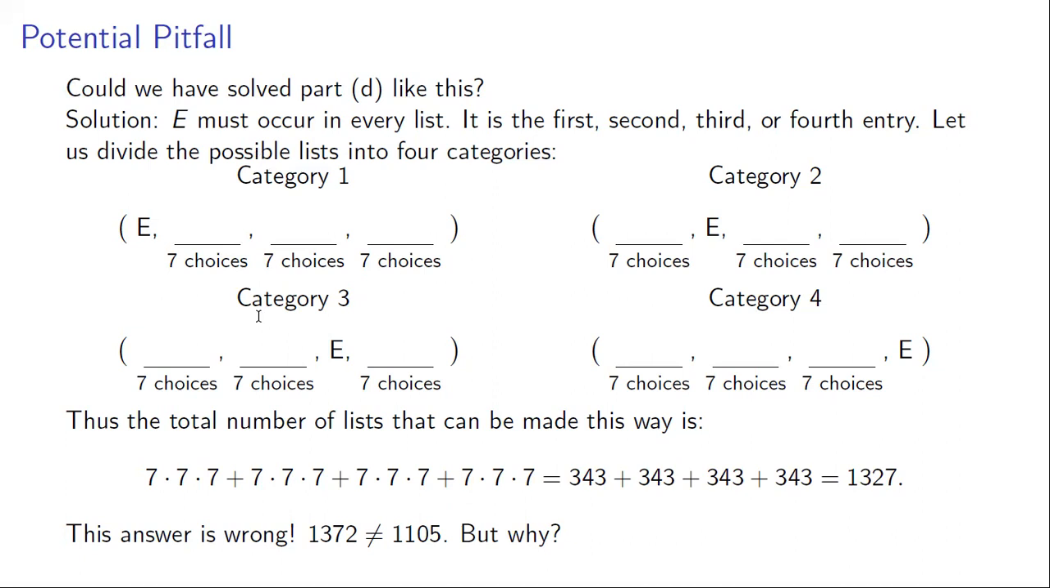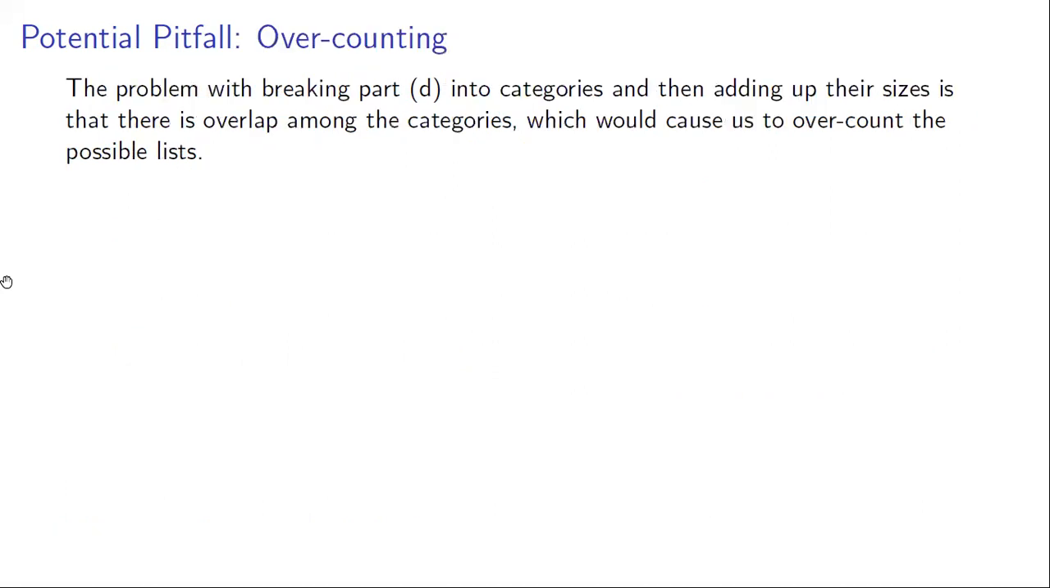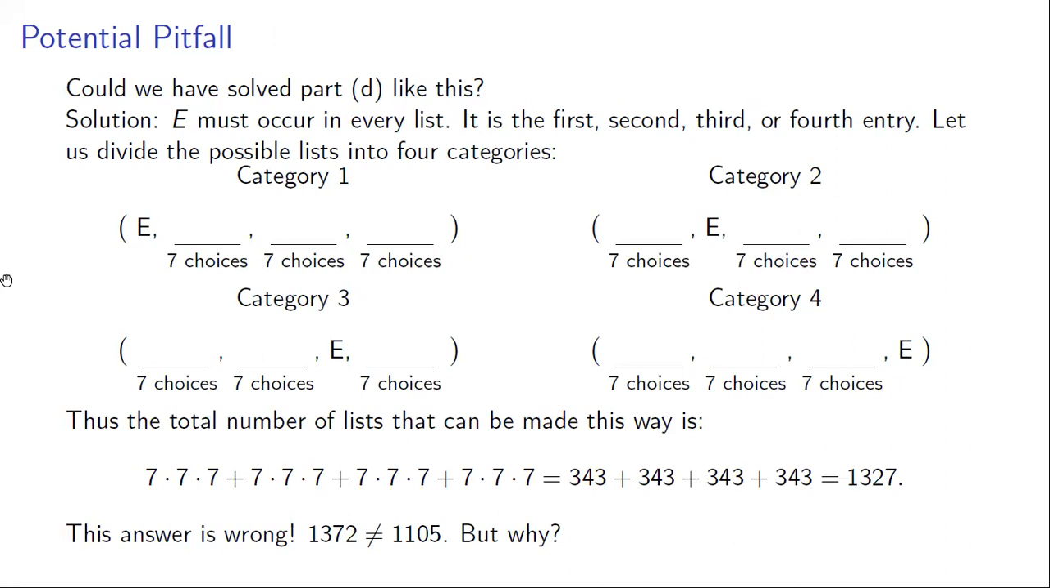It seemed like we had a good argument. We know that E must occur in every list. It could be the first, the second, the third or the fourth entry. So we divide the list up into 4 categories, and so where do we go wrong here? Okay, so here the problem is overcounting. The problem with breaking part D into categories and then adding up their sizes, which is what we just tried to do.